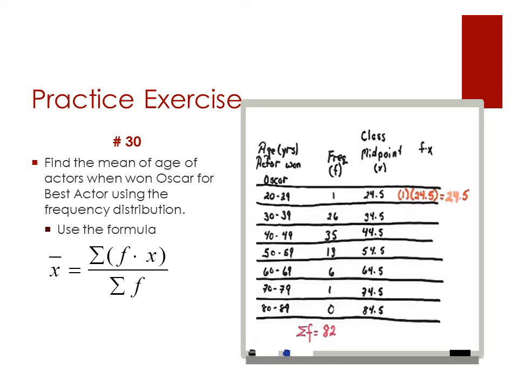Now, the class midpoint we get by taking the upper limit value, in this case 29, we're going to add the lower limit value, or in this case 20, and then we're going to divide that by 2. So that gives us 24.5 as my class midpoint value. Now, my f times x is going to simply be 1, in this case my frequency, times 24.5, since that's my class midpoint. And that gives me my fx for the class of 20 to 29 as 24.5.